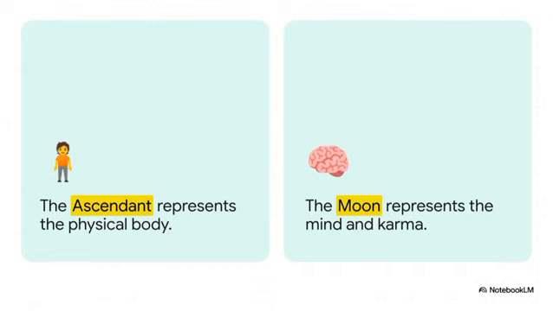But the moon, the Chandra, is an entirely different story. It represents your mind and all of your accumulated past karma. Basically, if your physical body is the hardware, your moon chart is the software running the whole machine. It processes your emotions, your sudden reactions, and your entire psychological framework.